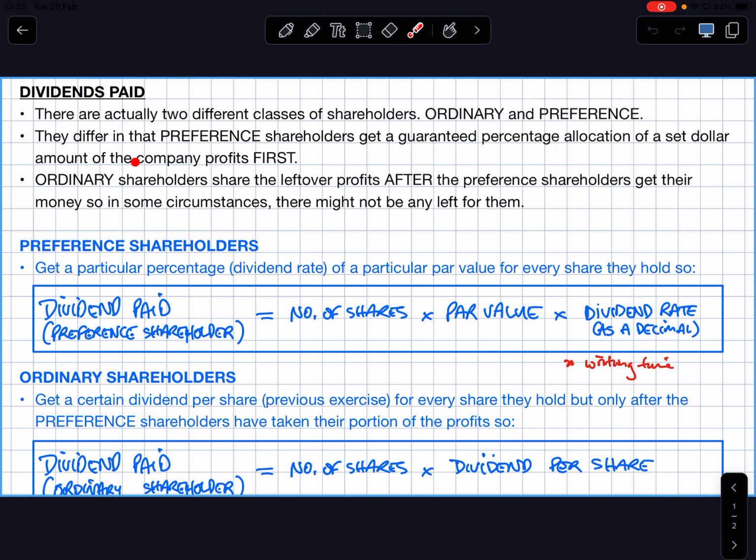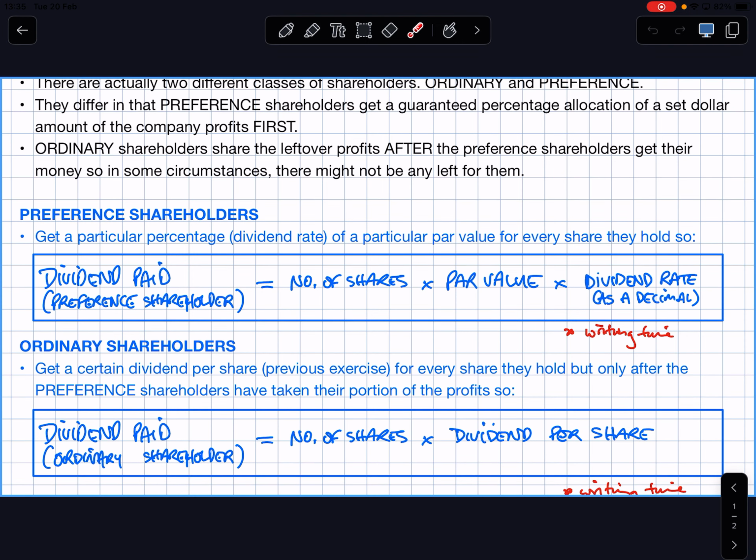How do they differ? They differ in that preference shareholders get a guaranteed percentage of a set dollar amount of the company's profits first. Their preference because they get their money before everyone else. The ordinary shareholders share any leftover profit after the preference shareholders get their money. So sometimes, if the company hasn't done so well, there might not be any left for the ordinary people. Preference shareholders always get a little bit in dividends. Ordinary shareholders, they get the scraps of what's left over.